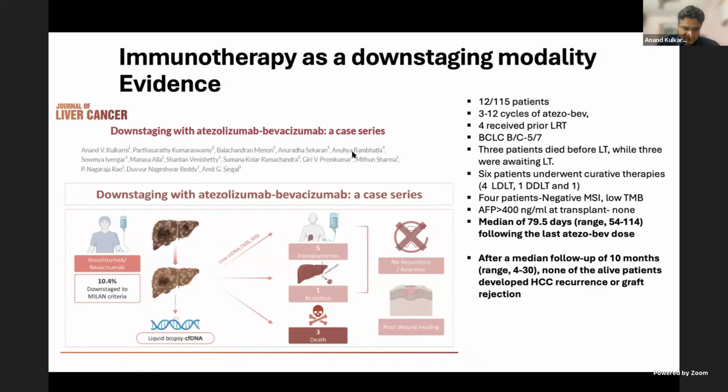So 10.4% were downstaged to within Milan's criteria. Out of everybody, almost 5% could undergo a curative therapy. It is excellent for our huge burden of HCC. We all see lots of HCCs day in and day out. And this has been a unique study which has been part of multiple multi-center studies and upcoming studies as well.